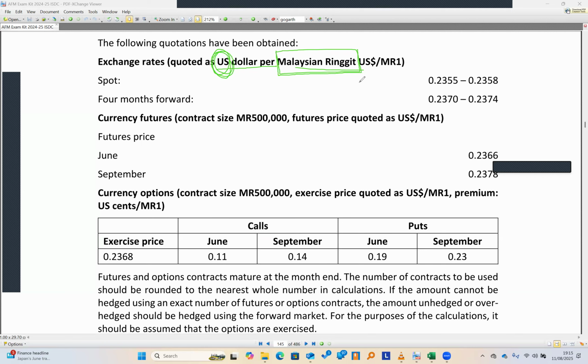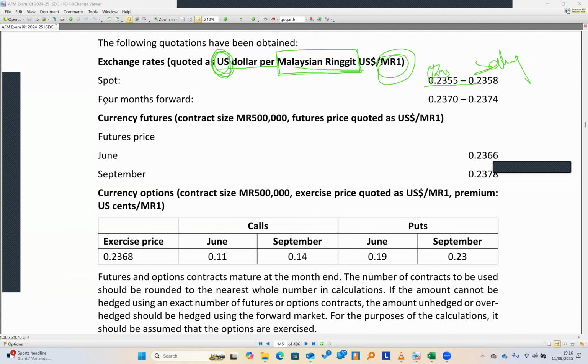So US dollar per Malaysian ringgit means that $0.2355 per Malaysian ringgit. So the Malaysian ringgit becomes the base currency. And it will be very important for you to know that, because if you get that wrong, then most of the things that come next, you might get them wrong. So you have the spot, and they give you 2 rates here because one is for when the bank is buying, and the other one is when the bank is selling.